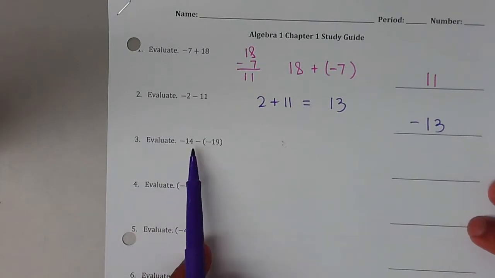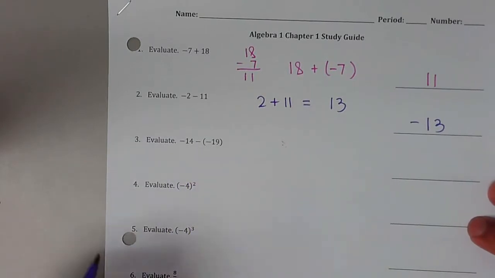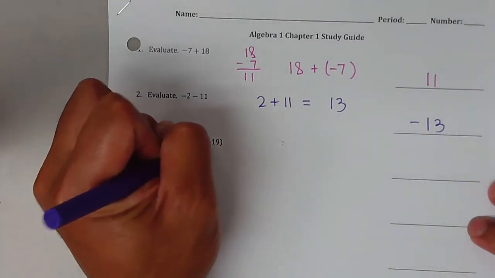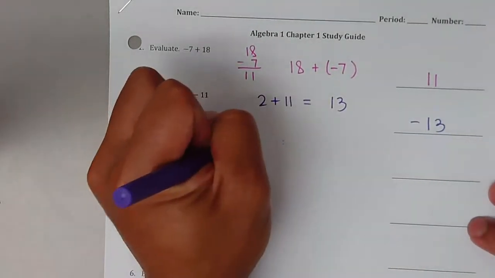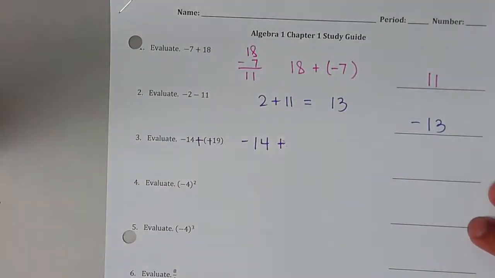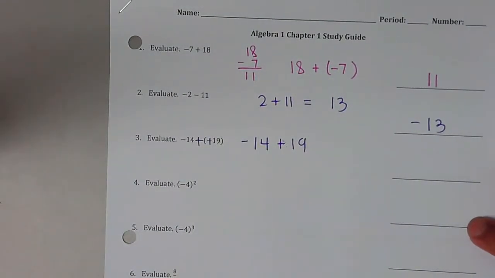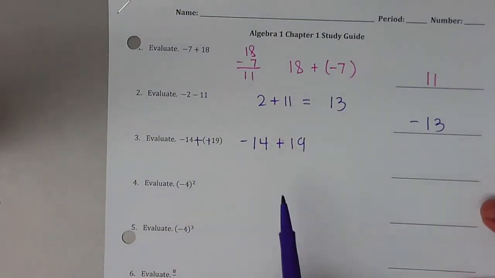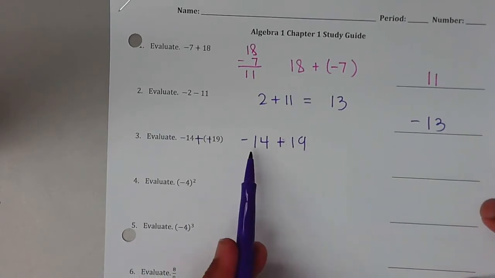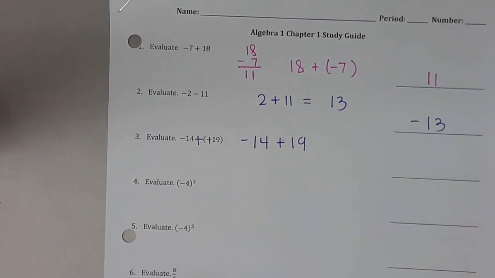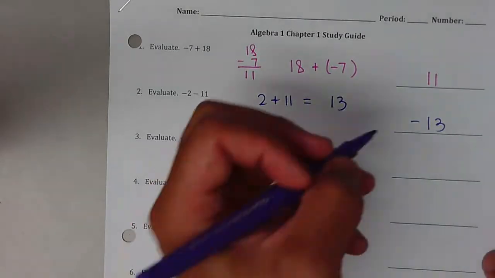All right, evaluate negative 14 minus negative 19. Well, remember, if we minus a negative, that's the same thing as adding that 19. So that's negative 14 plus 19, opposite signs. We can rewrite this as 19 minus 14. 19 minus 14 is just 5.